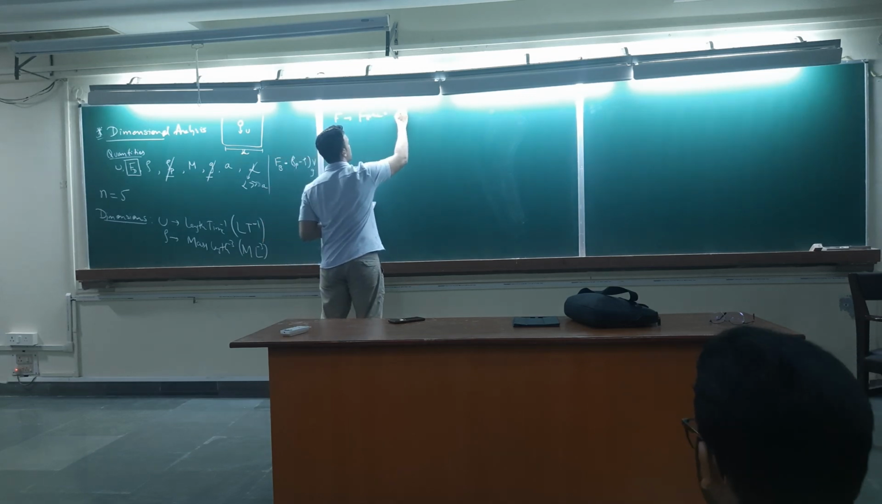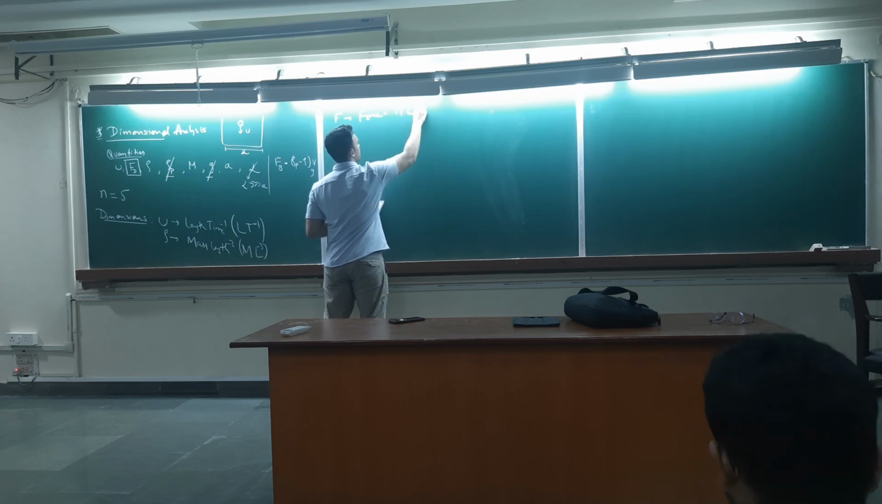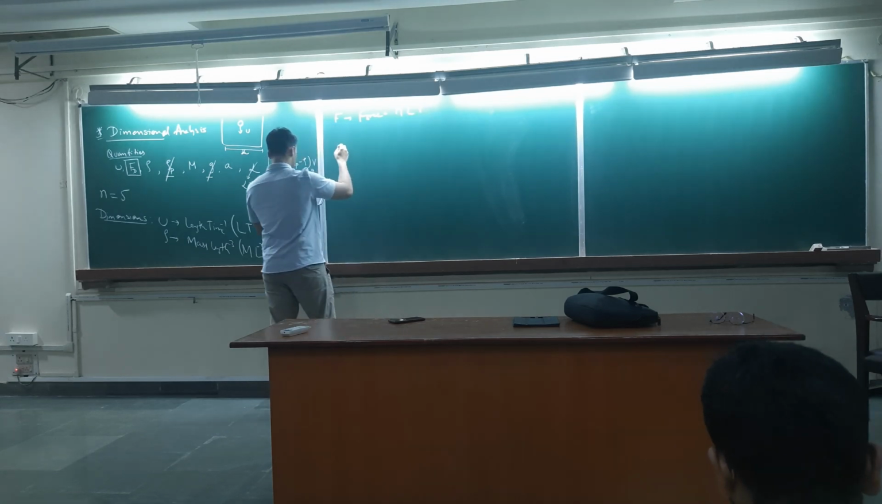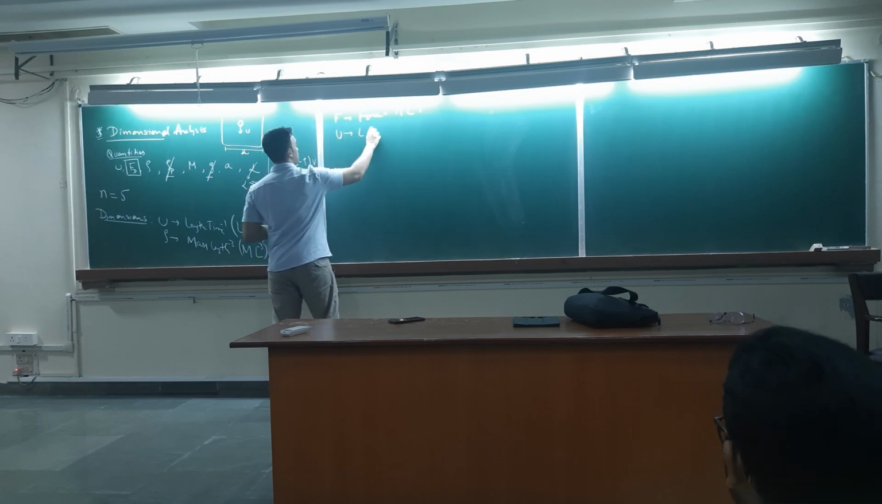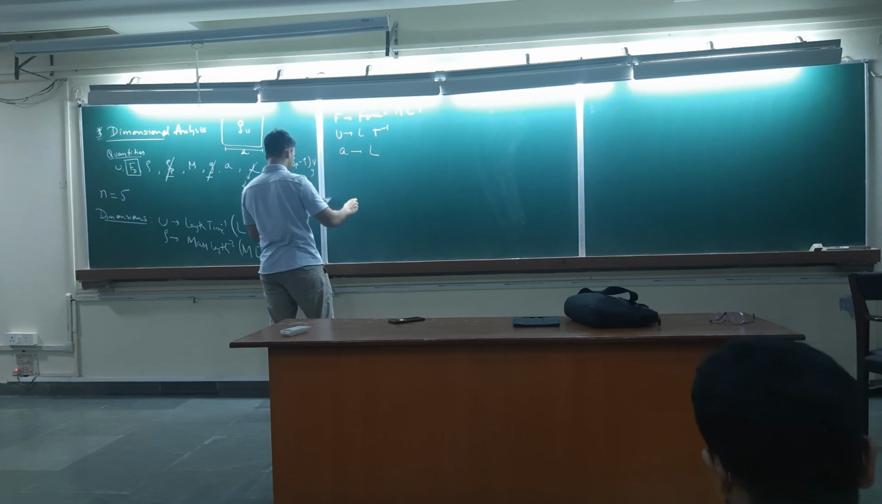Force is mass times acceleration. So you have M. What is acceleration? Meter per second square, so L T^-2. U is L T^-1. A is length. Viscosity is... what is viscosity?